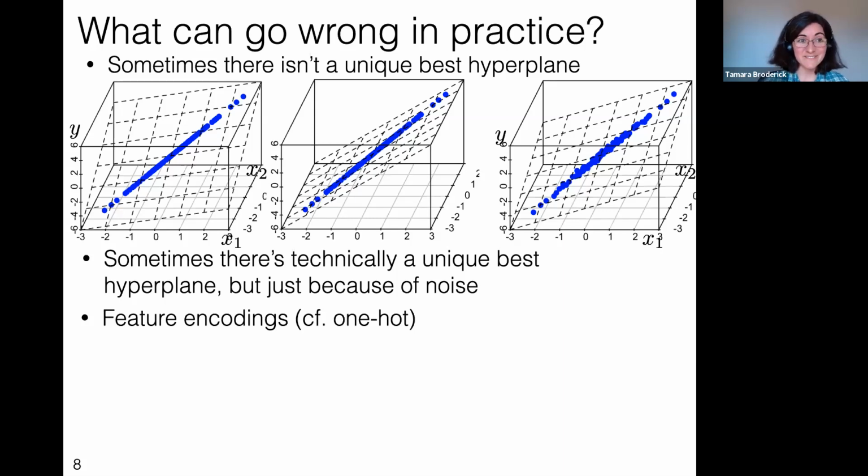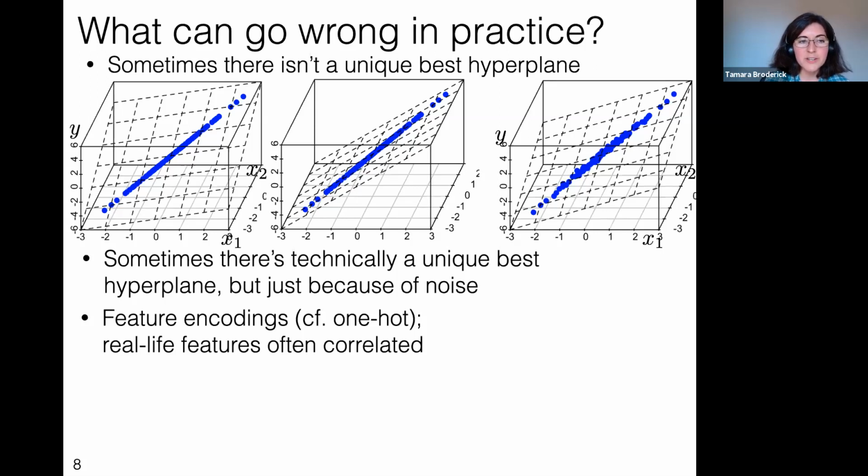We had redundant features. If you think about one-hot encoding, one of our features is exactly a function of our other features. And so this just immediately will come up then, right? You have that one of your features is exactly a function of your other features, and so there won't be a unique hyperplane because of that.